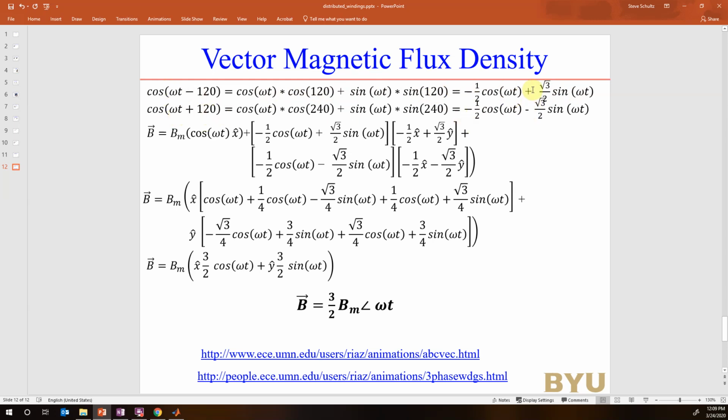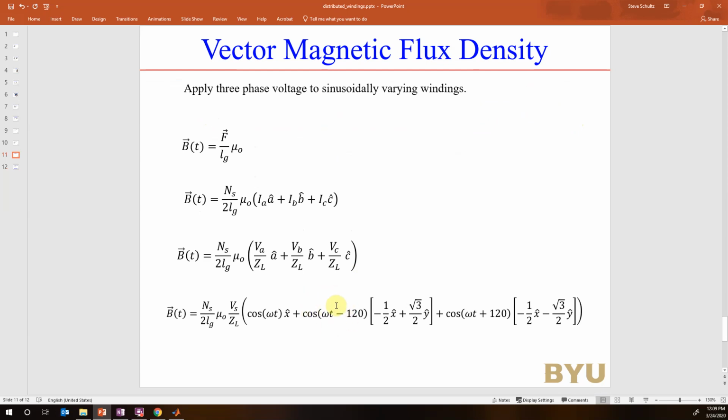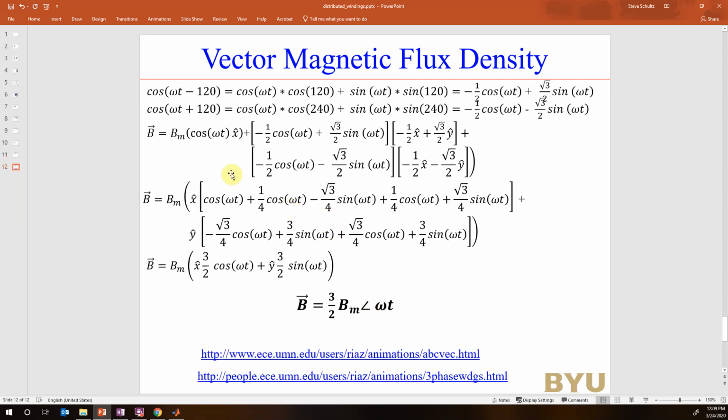And you see the main difference is that I get a sign change on my sine part. So now I'm going to take these variables and plug them in for this and for that, and then we're going to combine together all of our x hats and all of our y hats. Okay, so we start by plugging in.